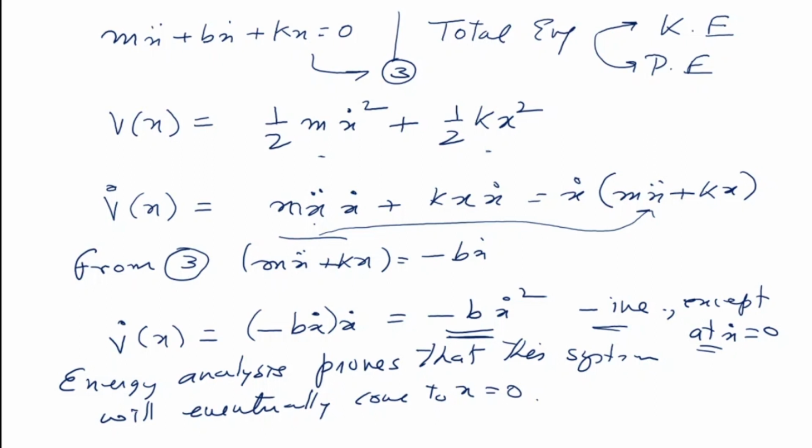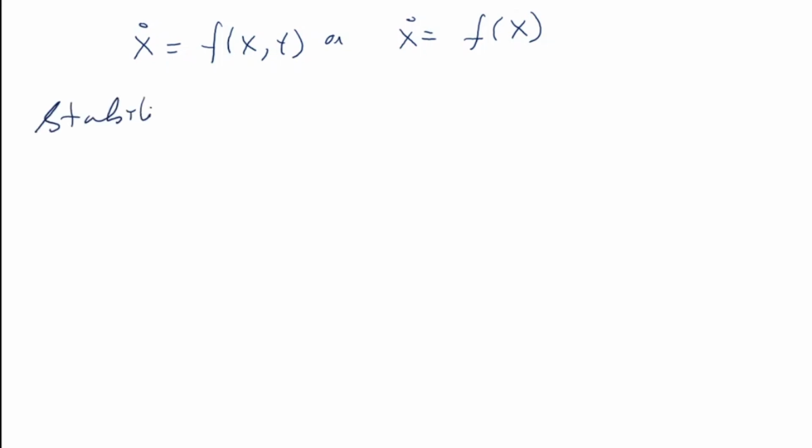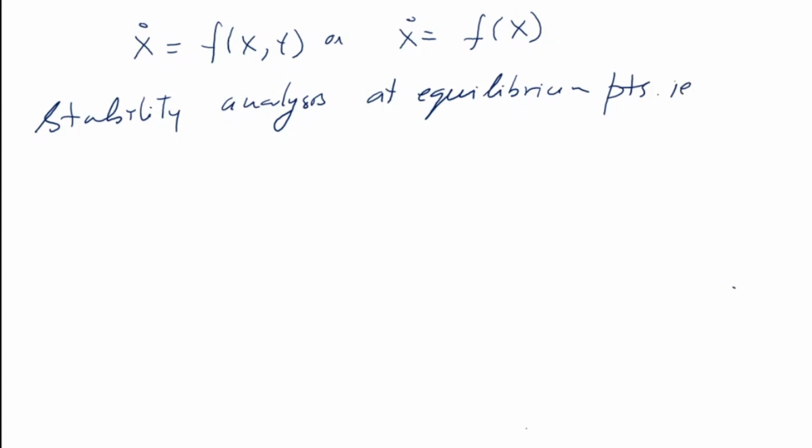Now this is one way of looking at the stability of nonlinear systems. So a nonlinear system of the type x dot is equal to f of x, t, or we can simply write it in terms of f of x. The stability analysis is performed at equilibrium points. So the energy analysis or the stability analysis of this nonlinear system will be done at equilibrium points, that is points where f of x is equal to 0. So these are called equilibrium points.